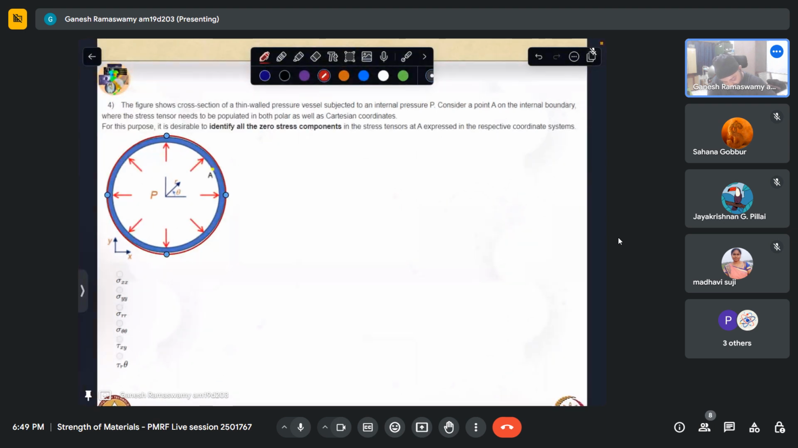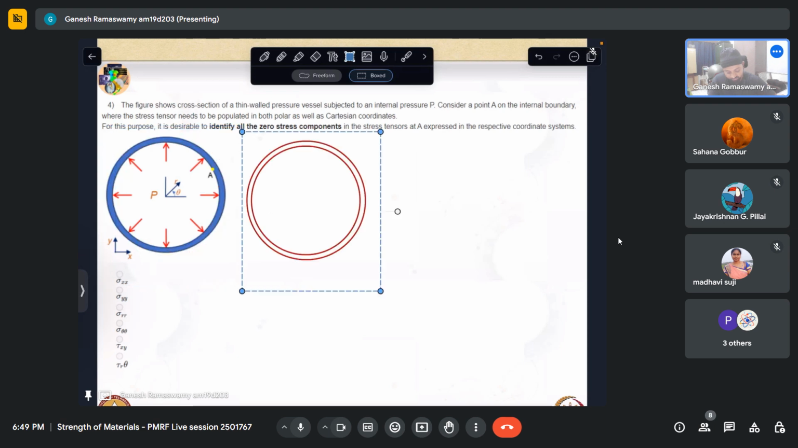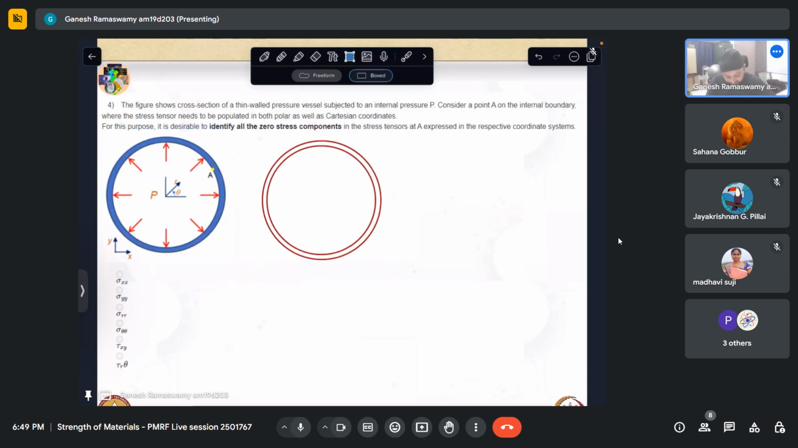And then it is subjected to an internal pressure. This has some wall thickness, which is much lesser than the radius, which is why it is being termed as... So this thickness T, and this has a, let us say, a radius of R. So T is much less than R, which is why this is being termed as a thin-walled cylinder.